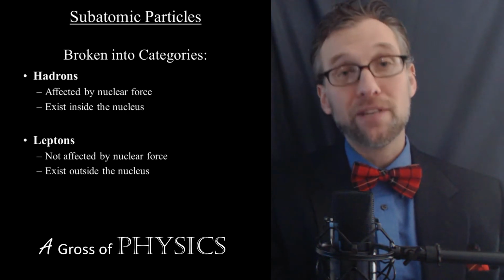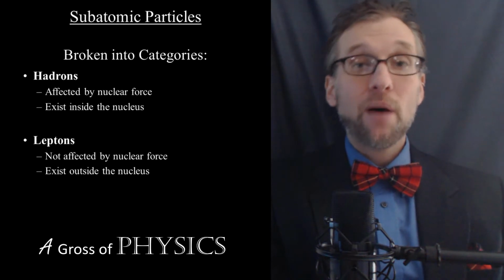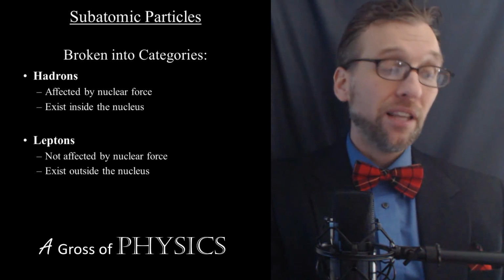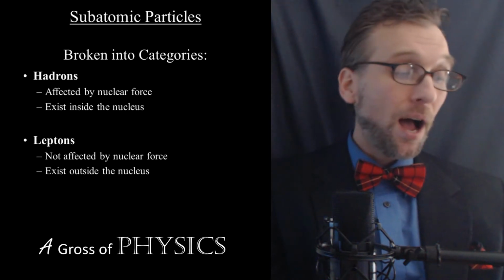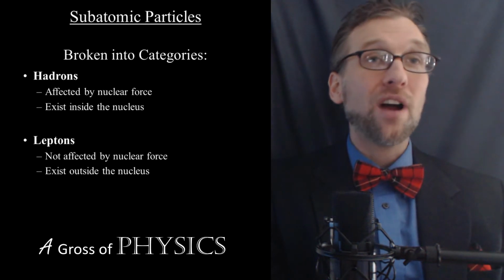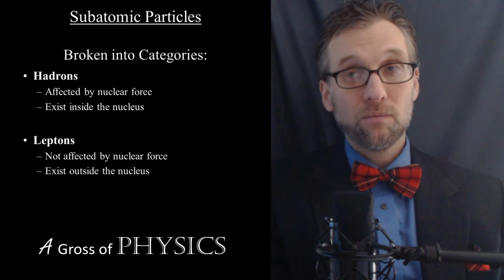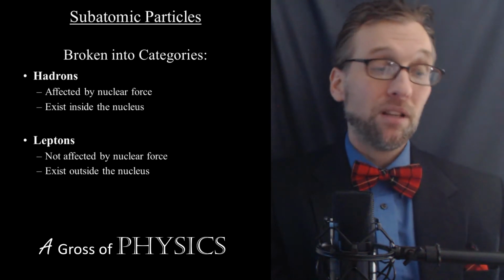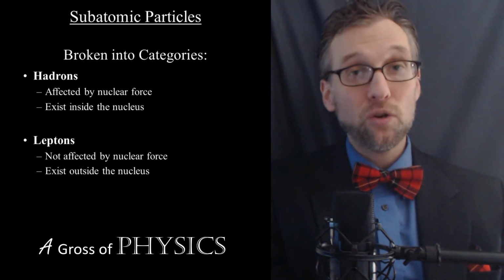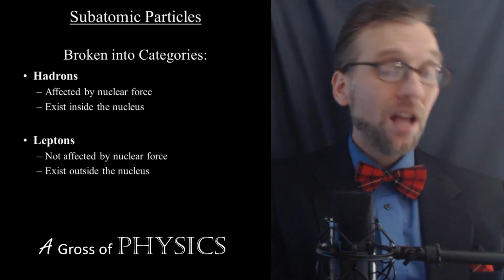And what we have is 2 different types. We have the hadron and we have the lepton. Now, a hadron is something that lives in the nucleus. It's affected by the nuclear force. So the hadron is something that you need to know is in a nucleus. Well, we know neutrons and protons are in the nucleus. So hadrons are typically protons and neutrons. But other things can exist inside the nucleus as well.